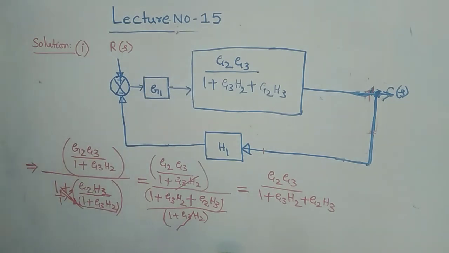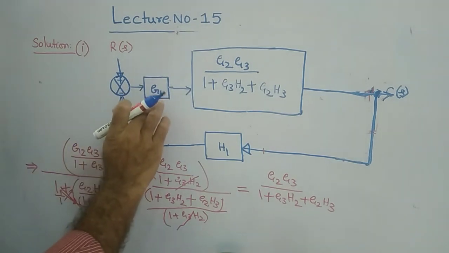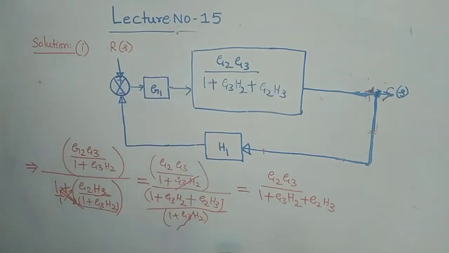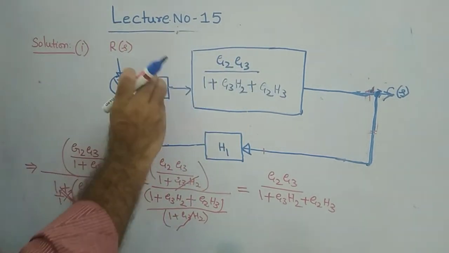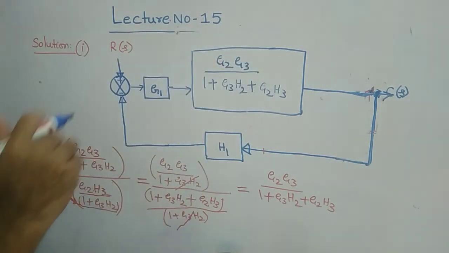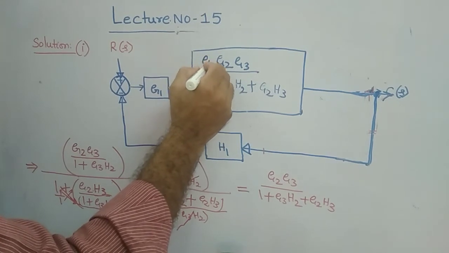Now what you can see, this G1 became in series with this one, now both these two are in cascade. Then G1 is multiplied with this total, then obviously our G1 comes here, therefore I can write G1 here, okay.